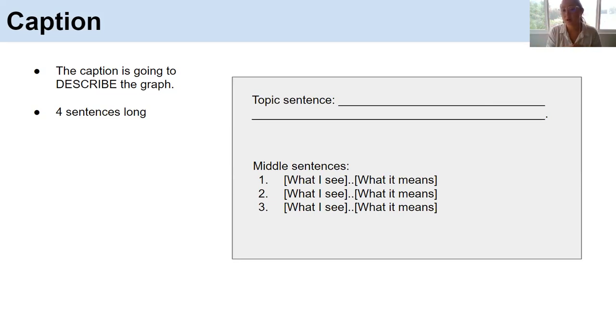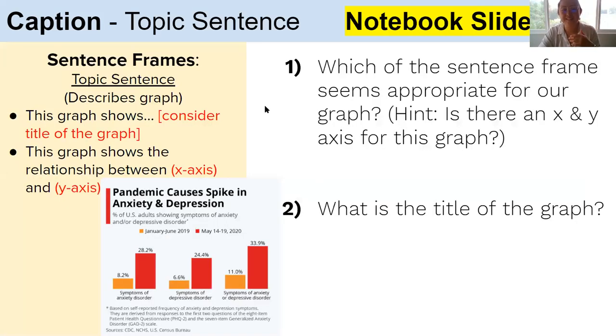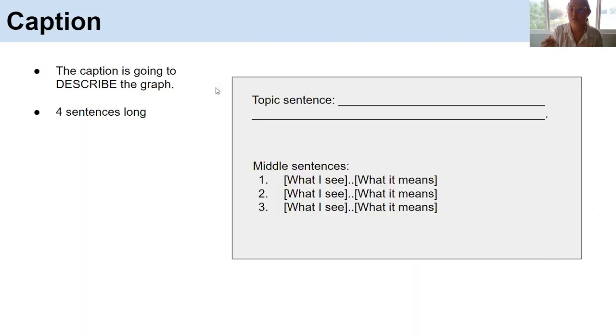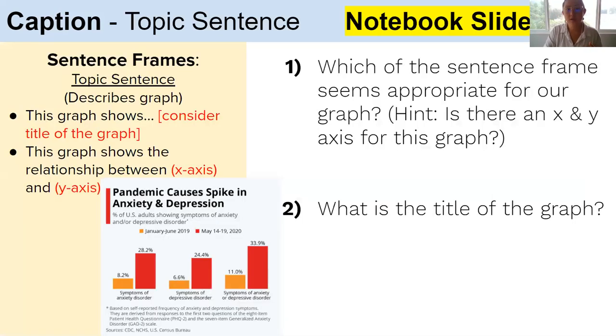So you'll say, I see that, I'm sorry. So you're basically going to say, oh, I see that there are 2 colors and that means that blah, blah, blah. And you're going to do that 3 times to make 3 different sentences. All right, so first I'm going to walk you through the topic sentence.